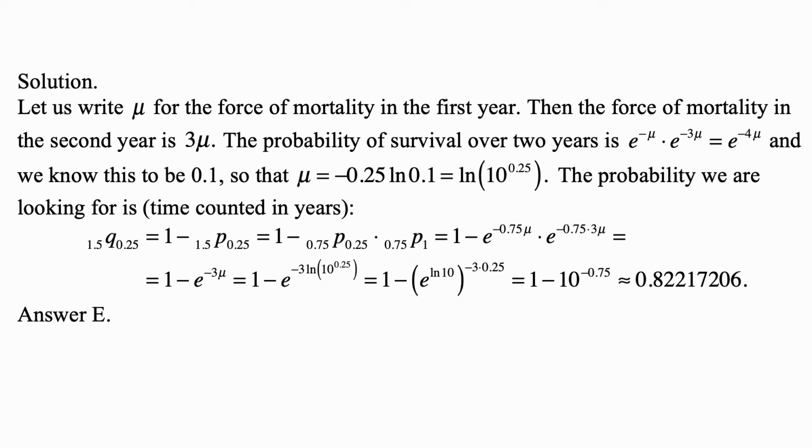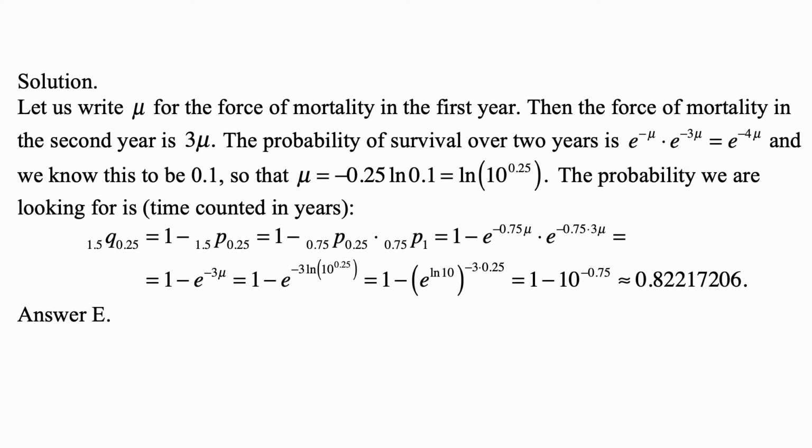The natural logarithm of 0.1 is minus the natural logarithm of 10, because 0.1 is 1/10. So this is the same as 0.25 times the natural logarithm of 10. The two minuses cancel. And then this is the same as the natural logarithm of 10 to the power 0.25.